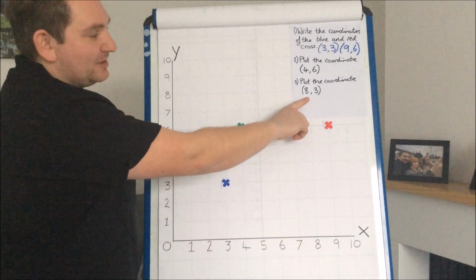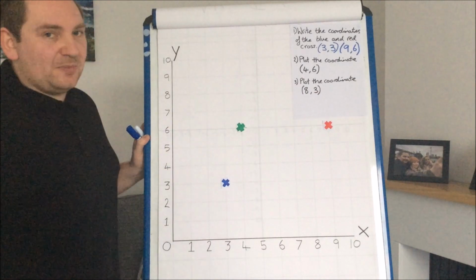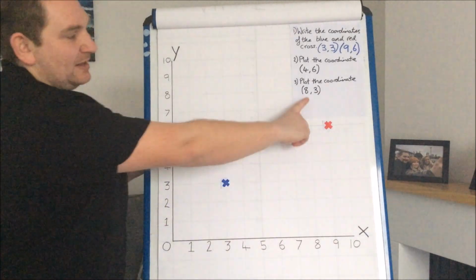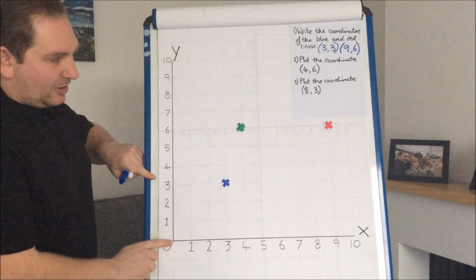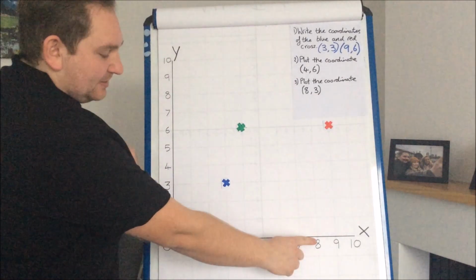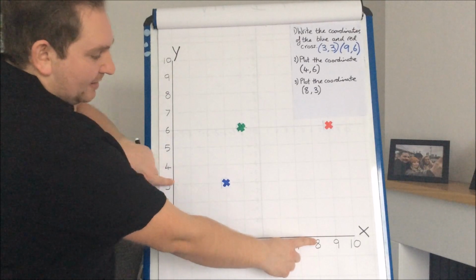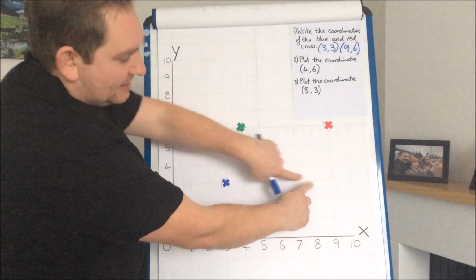So to plot this coordinate, we will go along the x-axis and then up the y-axis. So we can see that x is 8 and y is 3. So we'll go along the x-axis to 8 and up the y-axis to 3. And that shows us that they will meet at this point here.